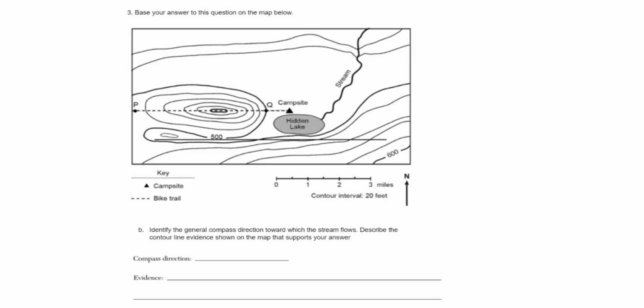So go ahead and pause this video. Try number 3. Unpause when you want to check your answer. 3 is asking, identify the general compass direction toward which the stream flows. Describe the contour line evidence shown on the map that supports your answer.